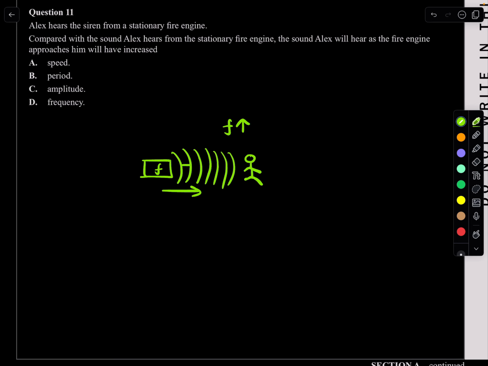Anytime you're talking about the Doppler effect, it's all about frequency. So approaching him will have increased frequency. It's his frequency that increases. Easy. And as you can see, of course, the wavelength has decreased, hence the frequency would have increased.